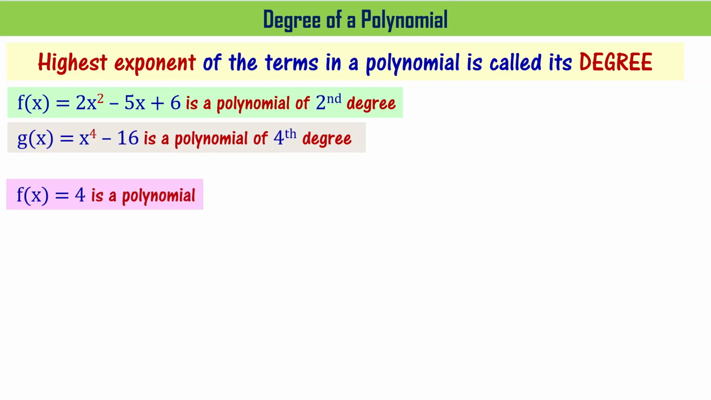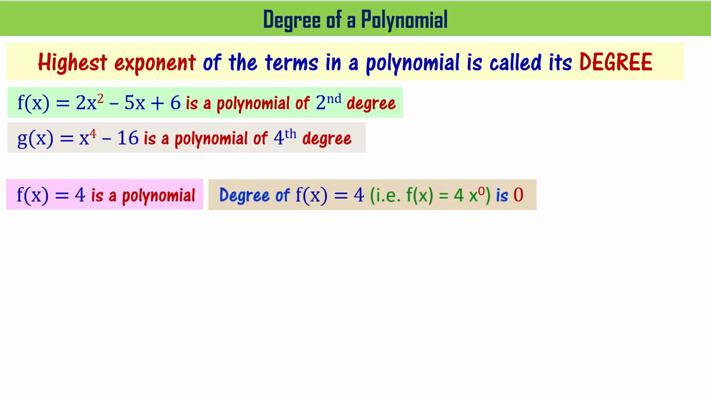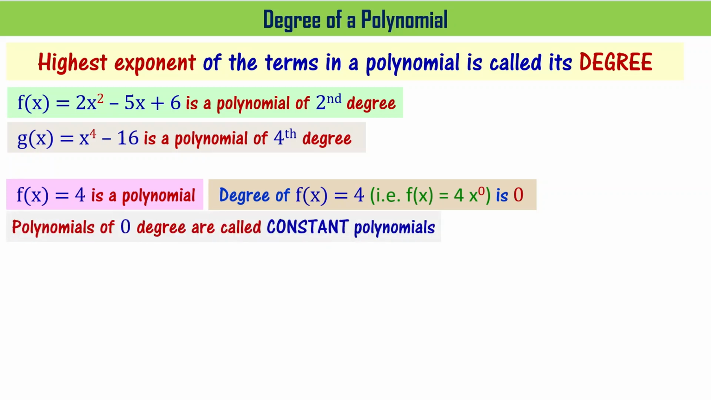The reason is x is having power 4, right? F of x equal to 4 is a polynomial. The reason is that f of x can be written as 4 times x power 0, right? So degree of f of x equal to 4 is 0. Please take a note of this. The polynomials of 0 degree are called constant polynomials. So f of x equal to 4 is a constant polynomial. Please take a note of this.